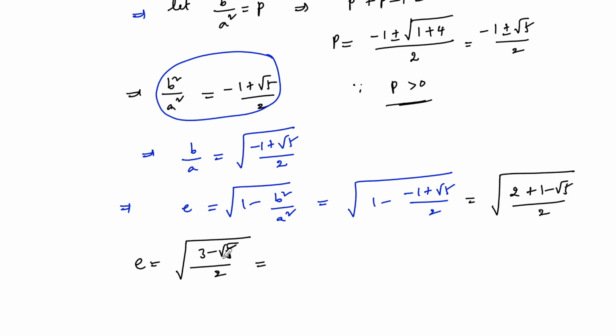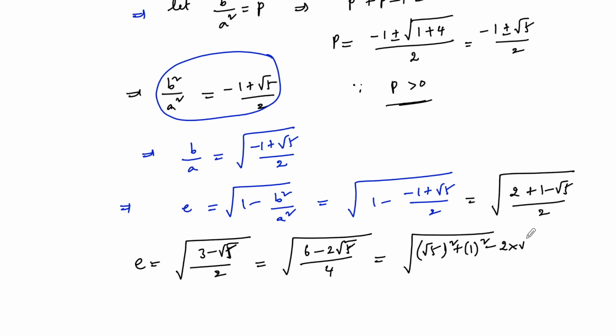So for finding the square root of irrational numbers, let us multiply and divide with 2 inside. So we'll have 6 minus 2 root 5 in the numerator upon 2 into 2, which is 4. The numerator can be written, 6 as root 5 whole square plus 1 whole square, minus 2 into root 5 into 1, and the denominator is 2 square we can write.